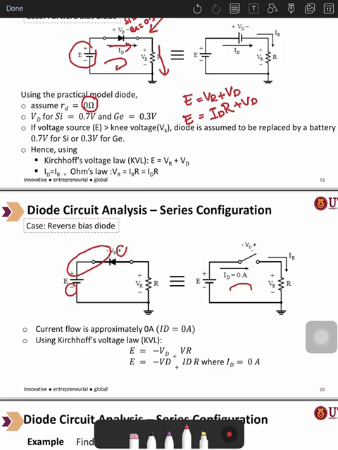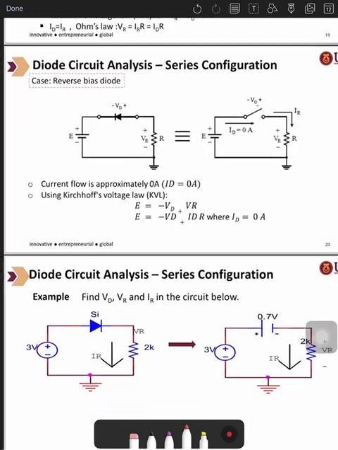When you apply the KVL, you can get this equation: E is equal to negative VD plus VR. VR here is the small letter vr, which is IDR. So it is equal to E. When your ID is 0, your VD is actually negative of the source.